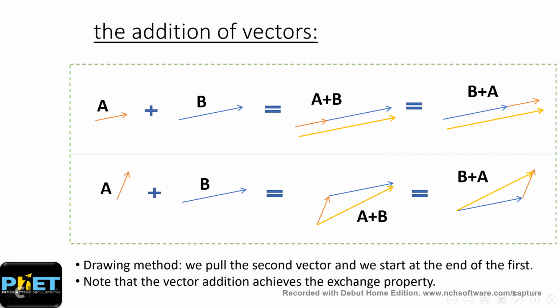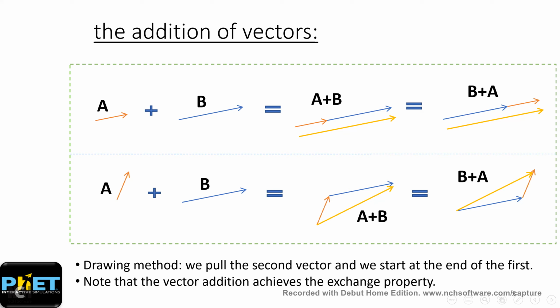At first we need to take A, this is A. Then we need to take B and put its tail at the head of A. This is B. And this is the resultant vector, which is equal to B plus A. Look at here. This is B at first. Then we put the vector A. And this is the resultant vector, which is the same direction and the same length.